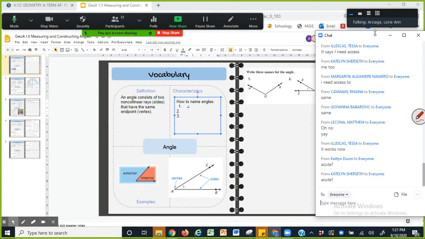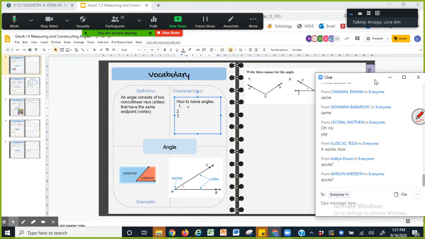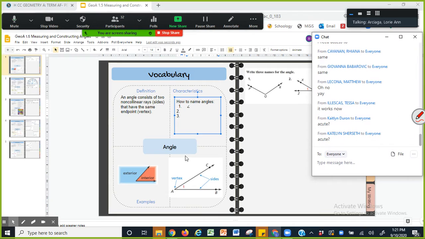Acute. Yes, it is acute. That's how you classify it, but now we're going to name it. So for example, like this one, if you use the vertex letter, you can name it angle A, right? So that's one. In other words, you can use one letter, and that letter has to be the vertex. Now, other ways to name that same angle?